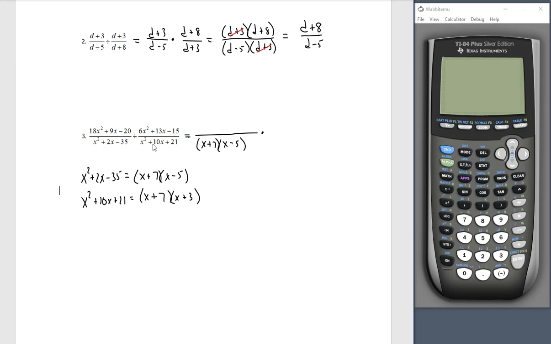But remember, this denominator moves to my numerator. As soon as I flip that division to multiplication, I flip that denominator, take that reciprocal, and put it in the numerator. Now I'm left with these two. Which one do I want to factor next? I want to factor 6x squared plus 13x minus 15.